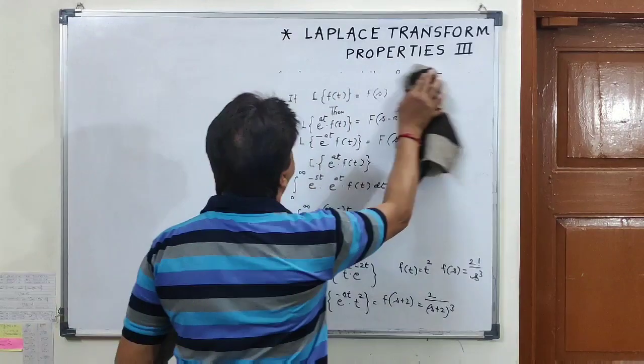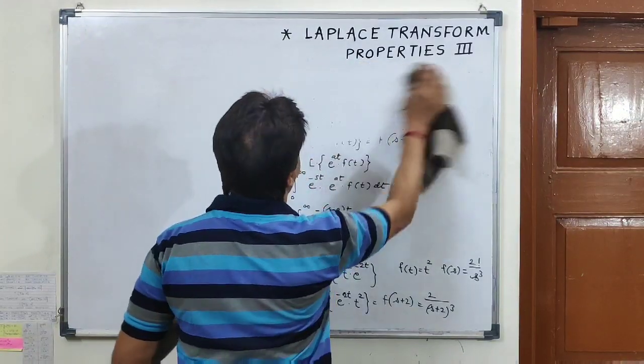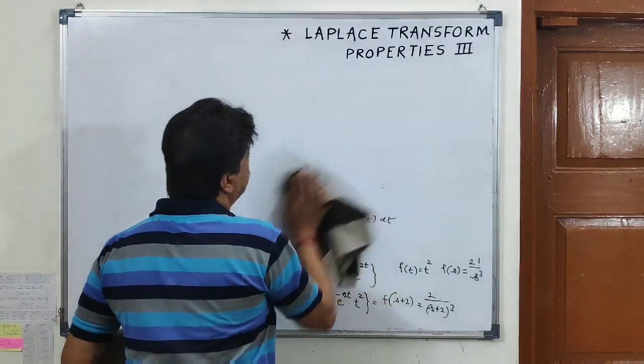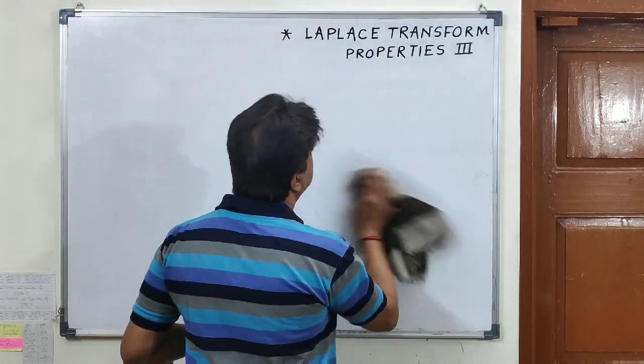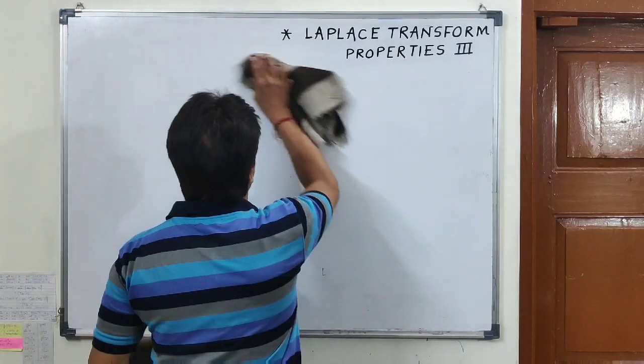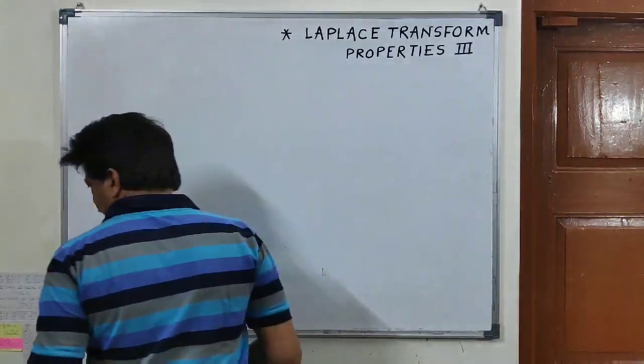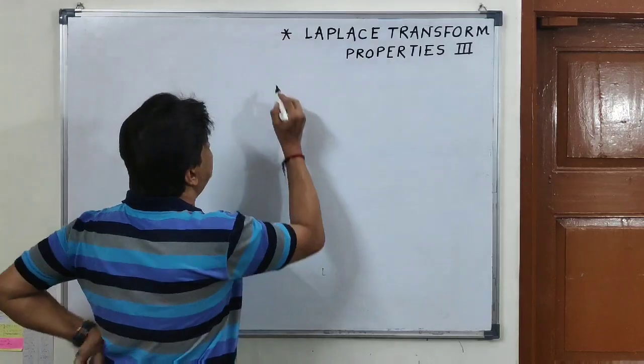So P2. P2 is called the second shift property.